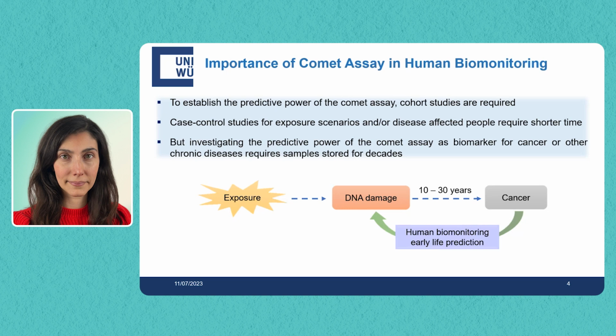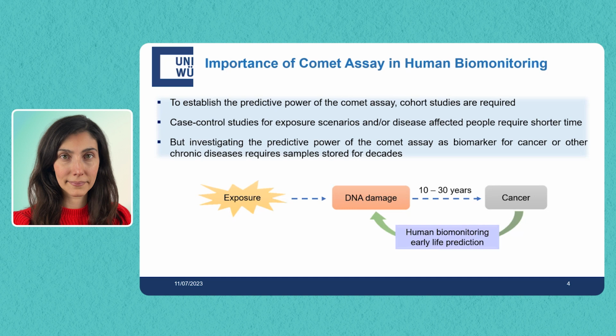As you can imagine, in human biomonitoring we have huge sample sizes, so the question is whether we can work with cryopreserved samples. There are a lot of case studies which show two groups, like a disease group and a healthy group, with a comparison of comet assay DNA damage or repair levels. However, there are not enough retrospective studies which can help us assess the predictive power of the comet assay.